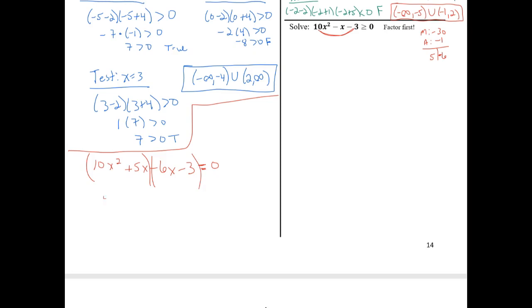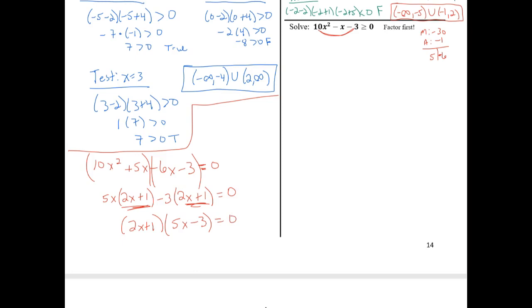The GCF on the first two is 5x. I pull that out. I'm left with 2x plus 1, right? 5x times 2x would be 10x squared. 5x times 1 would be 5x. The GCF on the second set would be -3. I'd be left with a positive 2x and a positive 1 when we divide out -3. If I did it right, these should match, and they do. So now that's the GCF, and I'm going to pull that out, and I'm left with 5x minus 3 when I pull that out.